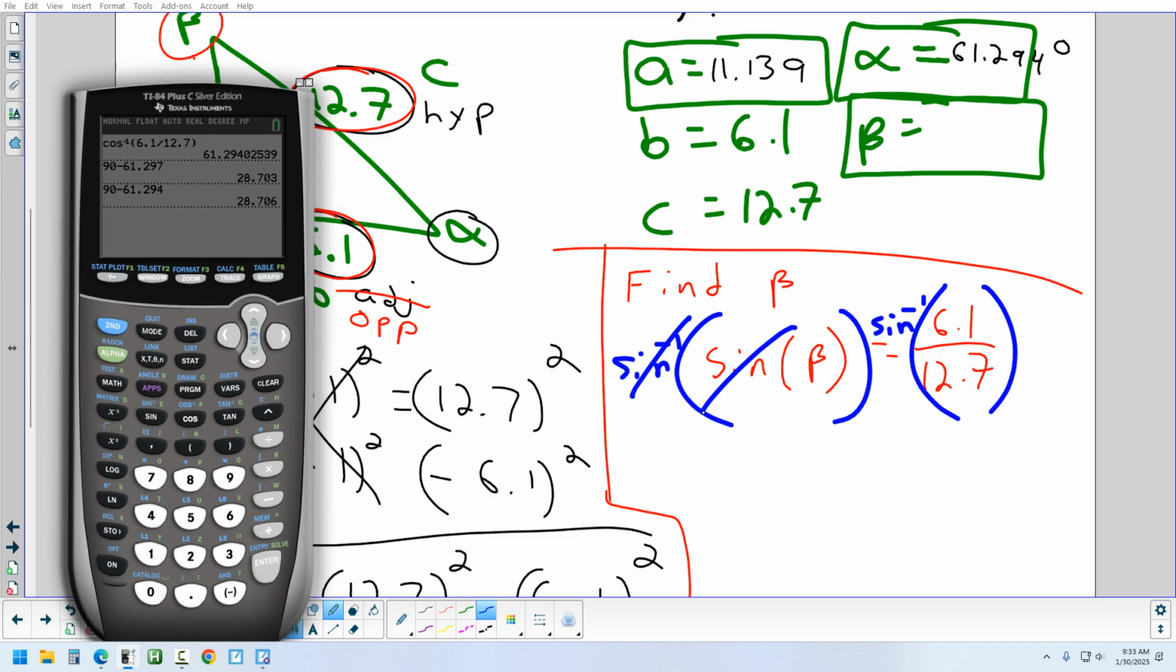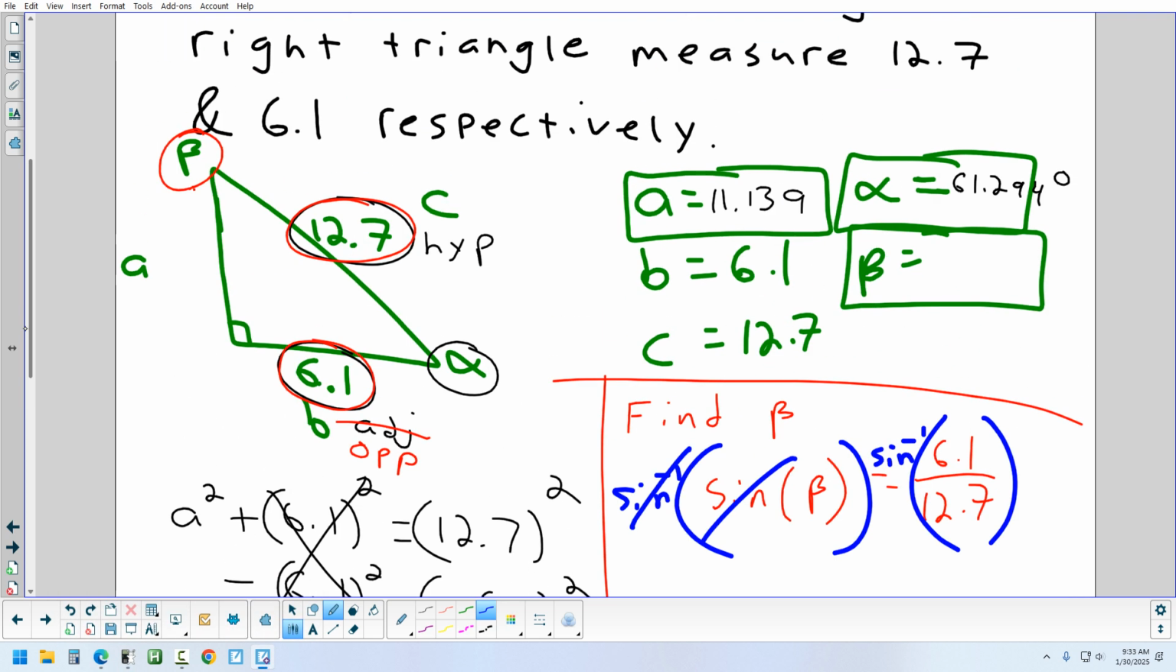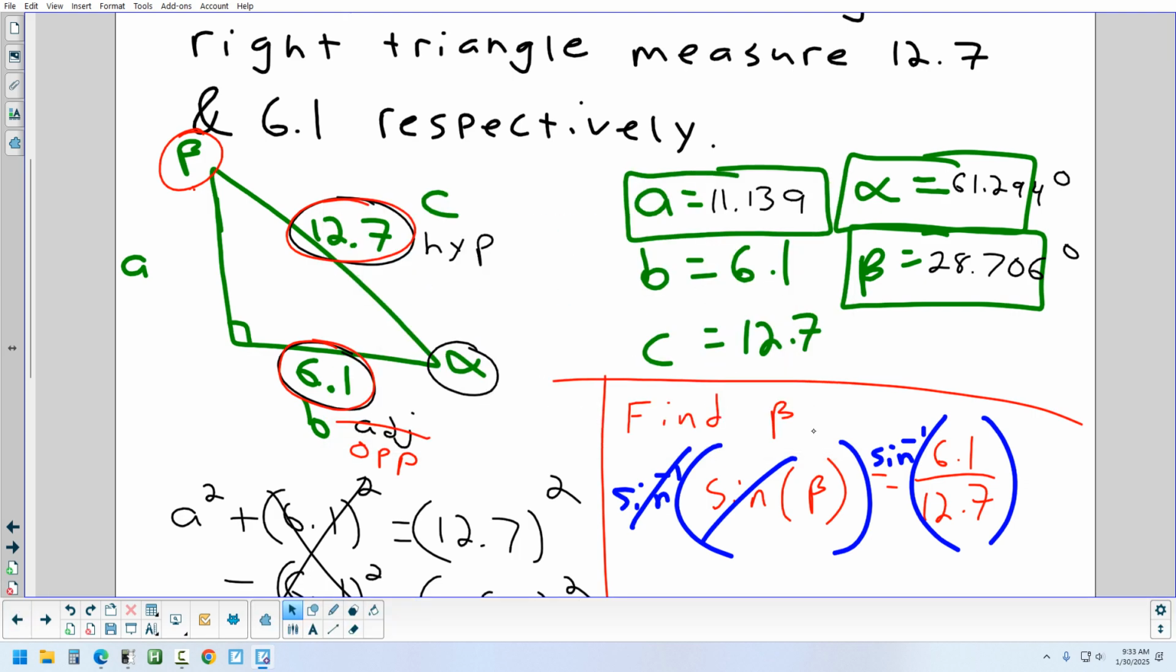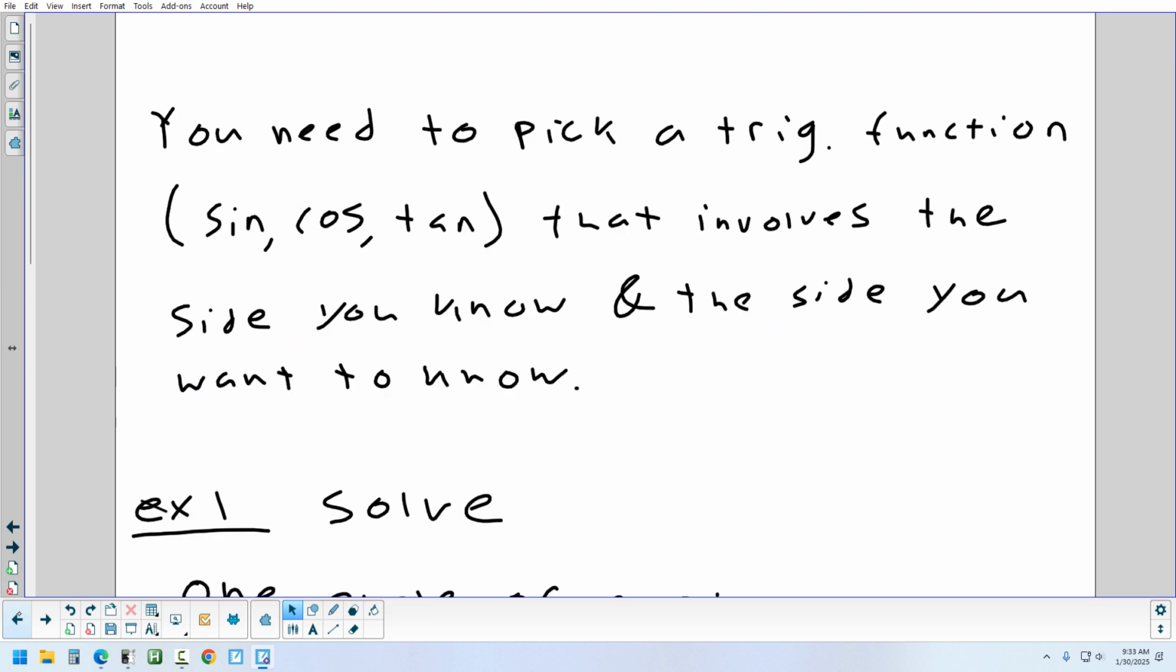And let's see if we get 28.706. 6.1 divided by 12.7. And we get exactly the same answer. So because I got the same answer two different ways, now I'm pretty sure that it's right. All right. And that's how you solve a right triangle problem where I give you two sides.